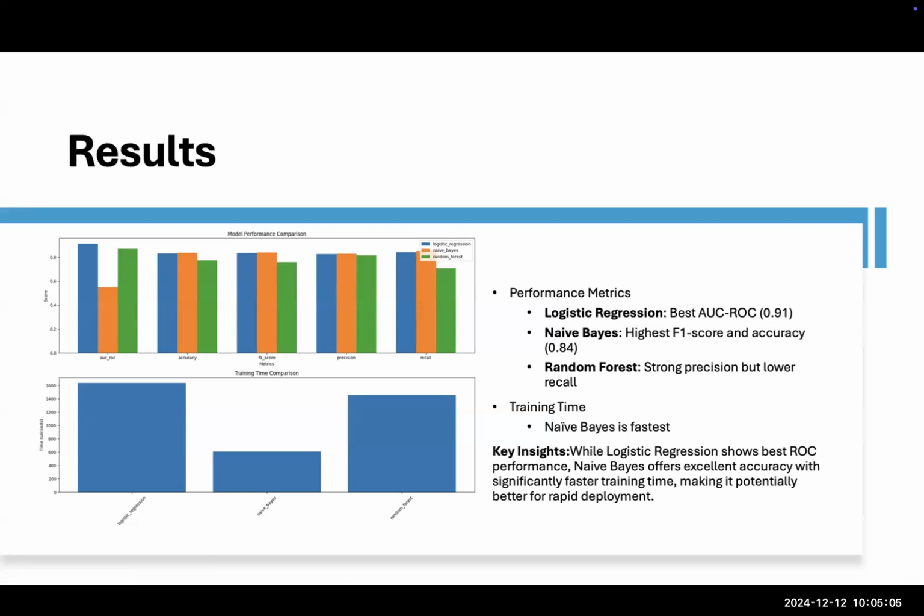For real-time sentiment analysis, where speed is crucial, naive Bayes would offer the best balance of performance and efficiency. However, for applications which require a more nuanced understanding of sentiment, logistic regression's superior area under the ROC curve score makes it the better choice. To conclude, while each model has its strengths, the choice between them should be guided by specific use case requirements. Thank you.